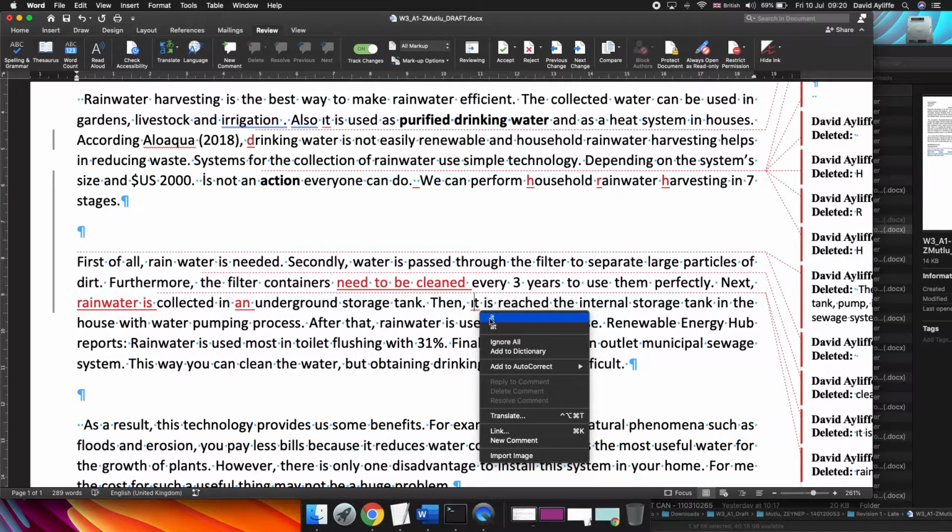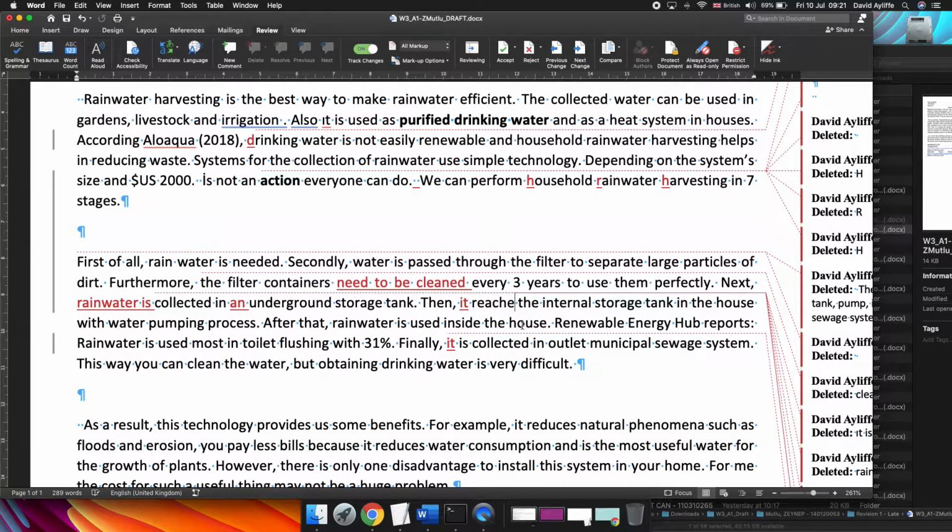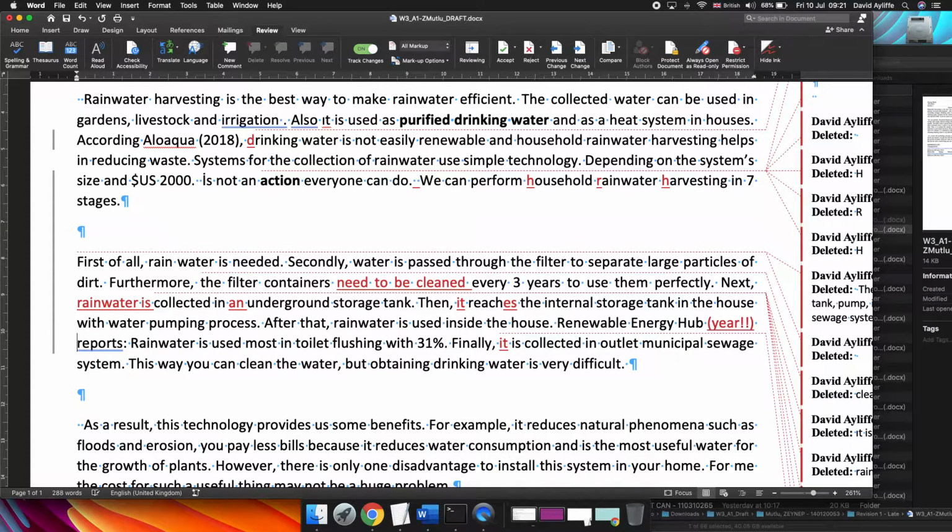Then, English eye please, it reaches the house with a water pumping process. Really? It reaches the internal? Okay. With a pumping process. Okay, good. After that, rainwater is used inside the house. Rainwater is used most in toilet flushing.